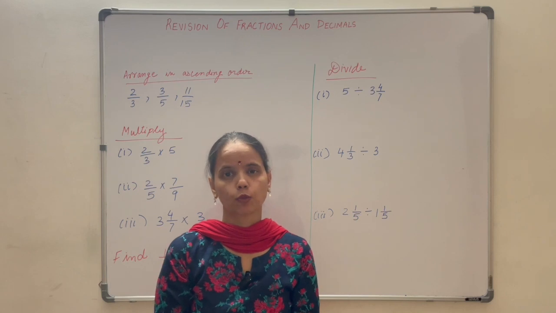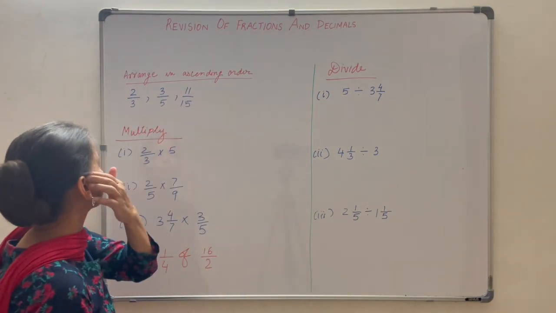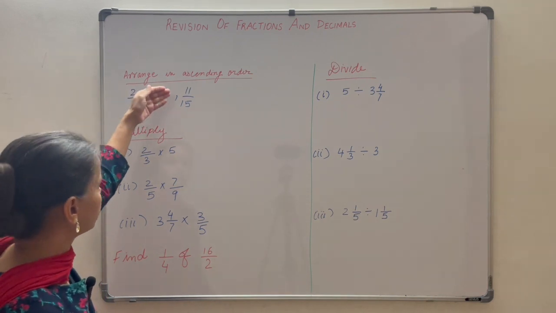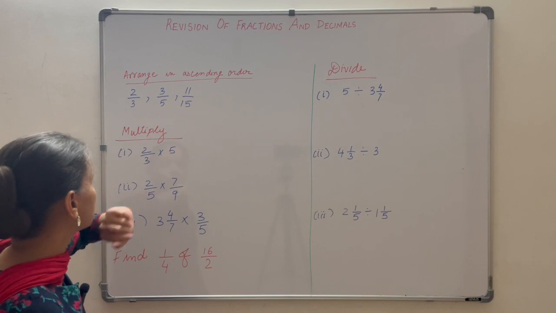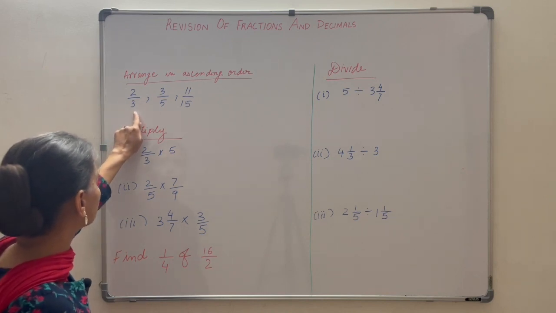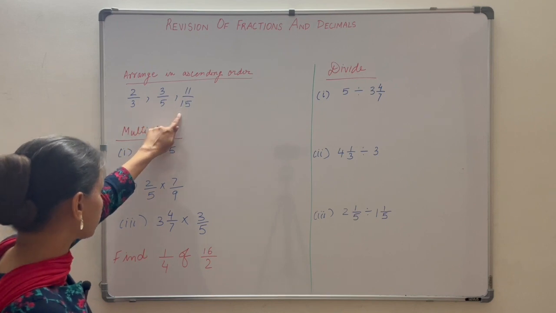So let us take some more problems on fractions. Arrange in ascending order. So 2 by 3, 3 by 5, 11 by 15. You have to arrange these fractions in ascending order. Here you can see for all the three fractions the denominators are different. Here it is 3, here it is 5 and here it is 15.